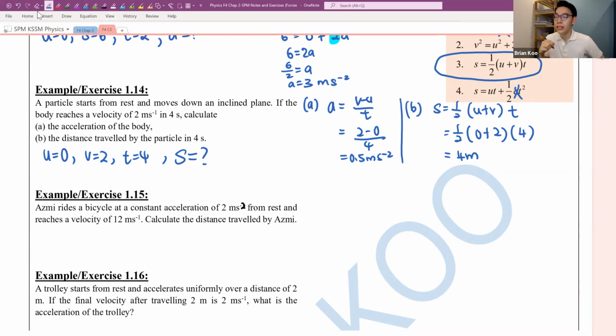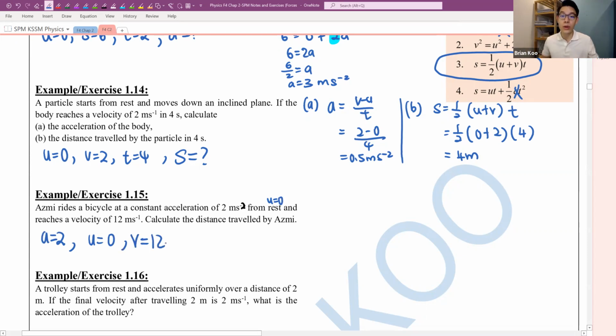I just realized. From rest meaning what? From rest, that means at the beginning it is already at first resting. Okay, so A is equals to 2, U is equals to 0, and then it will reach a certain velocity of 12. Calculate the distance traveled by Azmi. Calculate the S.